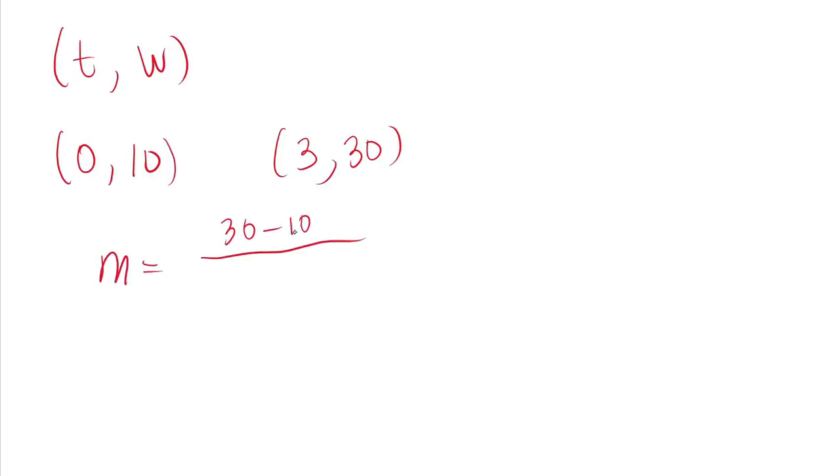I would do 30 minus 10 over 3 minus 0. 30 minus 10 is 20. 3 minus 0 is 3. So our slope is 20/3. I can jump straight to the slope-intercept form.